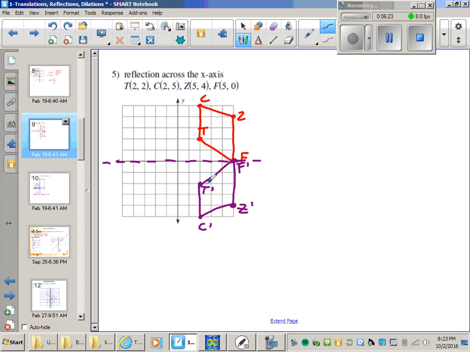So this is another example, the reflection of the x across the x-axis. And in this problem, it did not graph the original image. I had to go ahead and plot the ordered pairs. Then I plotted the image, and the image is in purple. The pre-image is in red. That was the original figure.